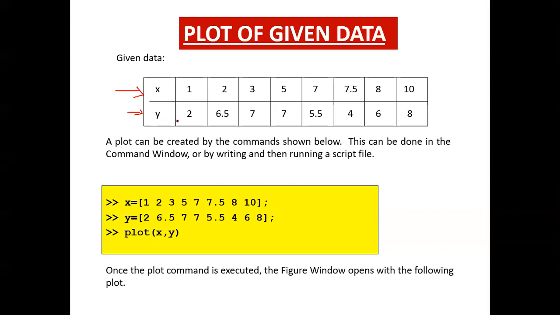So we are going to generate the plot in two dimensions. So we know what the syntax is for generating a two-dimensional plot. The syntax is plot, then x comma y. Once the plot command is executed, the figure window opens with the following plot. What plot does it show? So we are going to try. What does it show as the result?